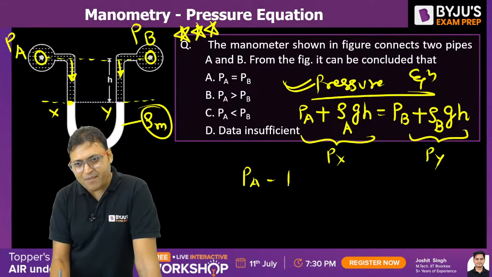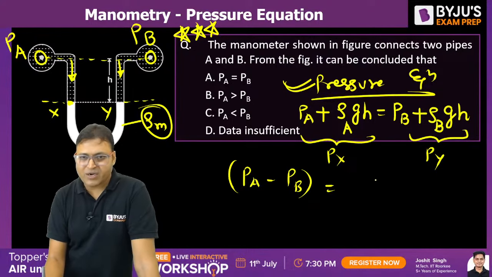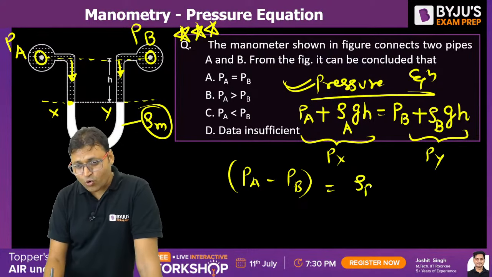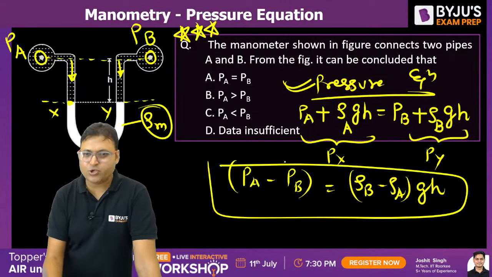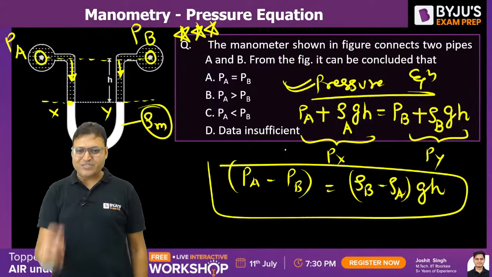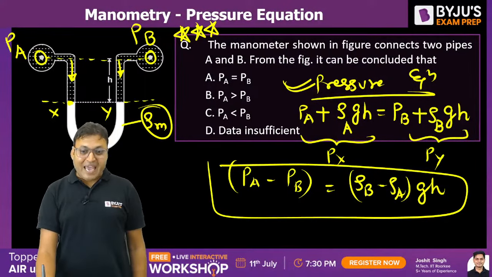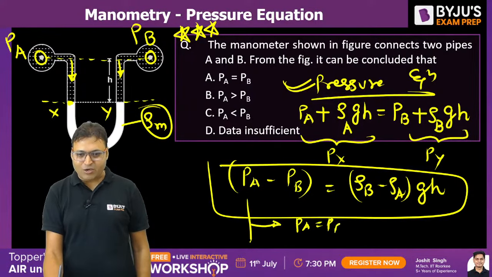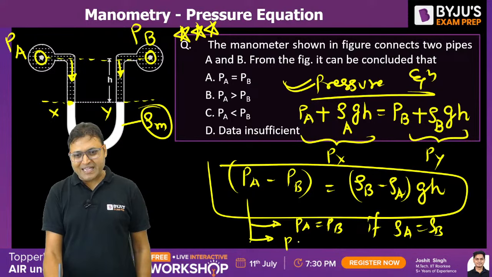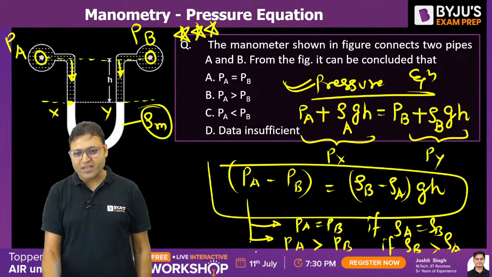So can we write PA minus PB as, what is PA minus PB? That is (rho B minus rho A) into g into h. Do you understand it? Now PA will be equal to PB if rho A is equal to rho B. Do you agree? Or we can say PA will be greater than PB if rho B is greater than rho A. Or we can say PA will be less than PB if rho B is less than rho A.